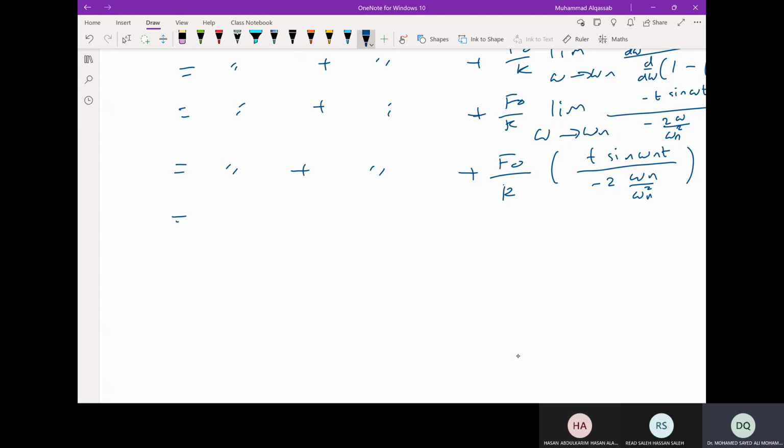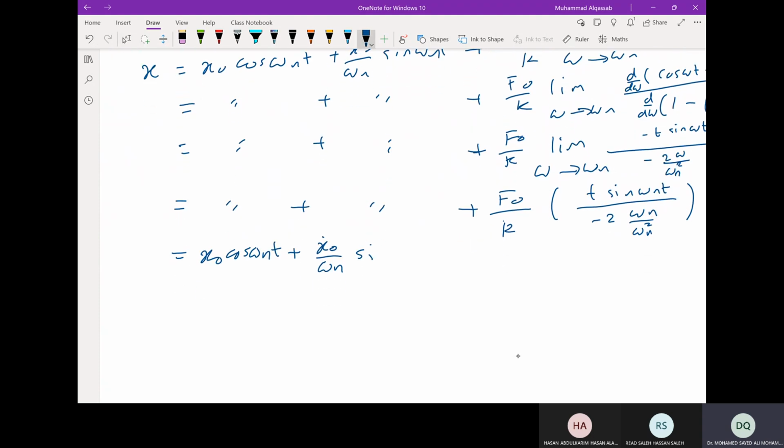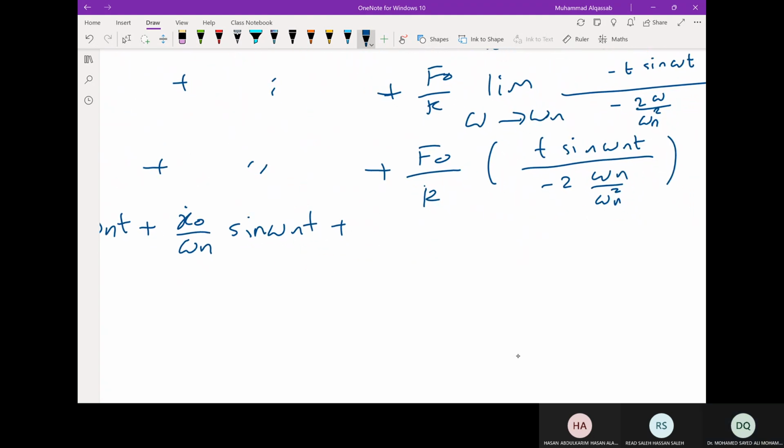Okay, so simplifying, we will get x0 cosine omega n t plus x0 dot over omega n sine omega n t plus f naught over k, and here one omega n will cancel with one omega n, so this becomes f naught over 2k times omega n, multiplied by t sine omega n t. This is the final equation.